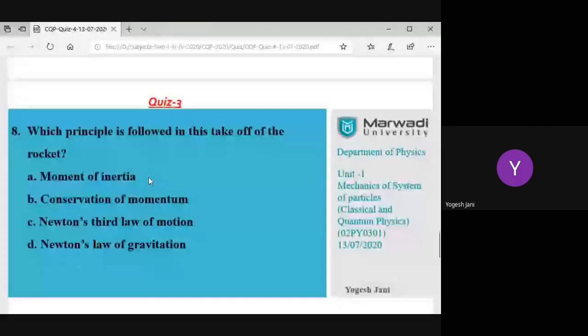Now I'm displaying the 9th question. All of you think and try to answer the 9th question, which is also very important. Please look at question number 9. Suppose a boy is riding on the merry-go-round. It is moving.